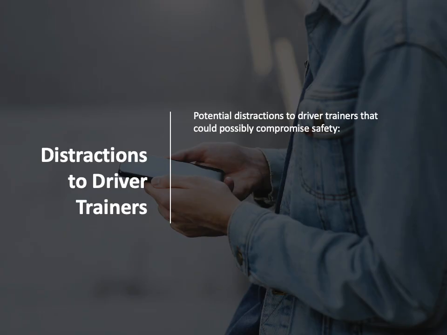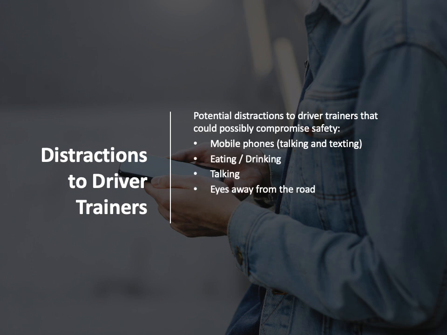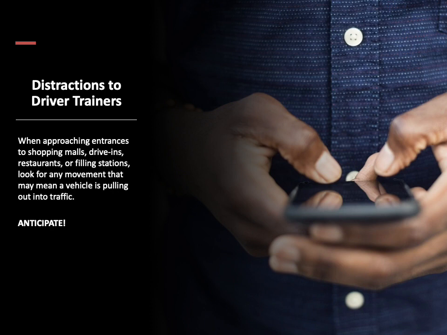Distractions to driver trainers. Potential distractions to driver trainers that could possibly compromise safety: mobile phones, talking and texting, eating and drinking, talking, eyes away from the road. When approaching entrances to shopping malls, drive-ins, restaurants, or filling stations, look for any movement that may mean a vehicle is pulling out into the traffic. Anticipate.